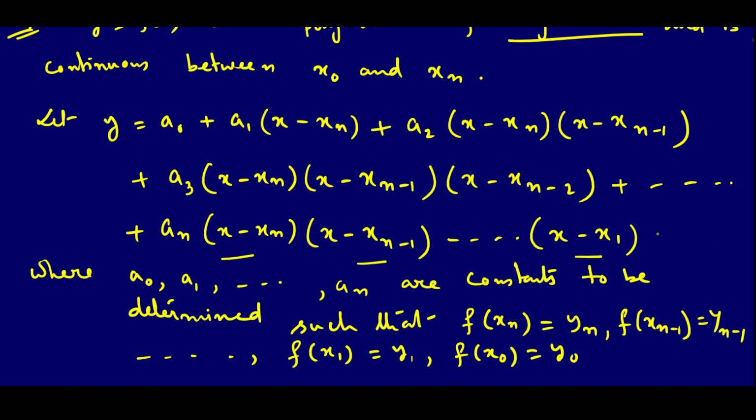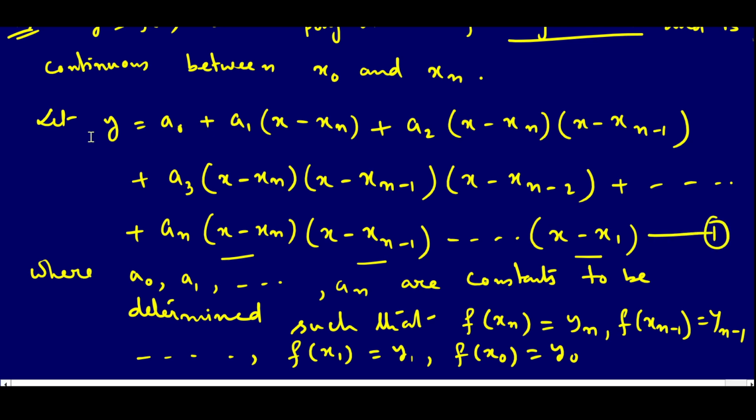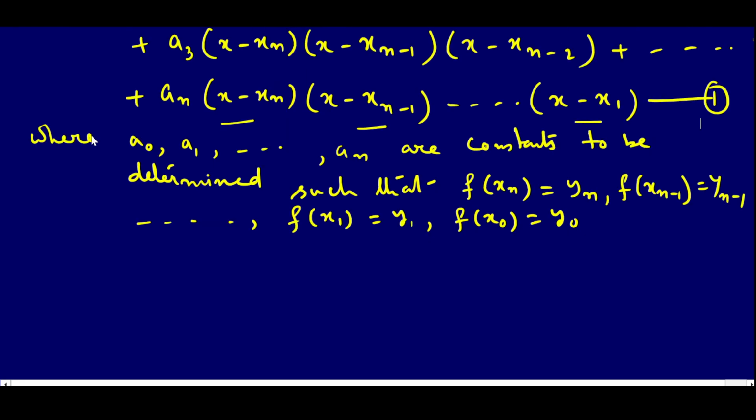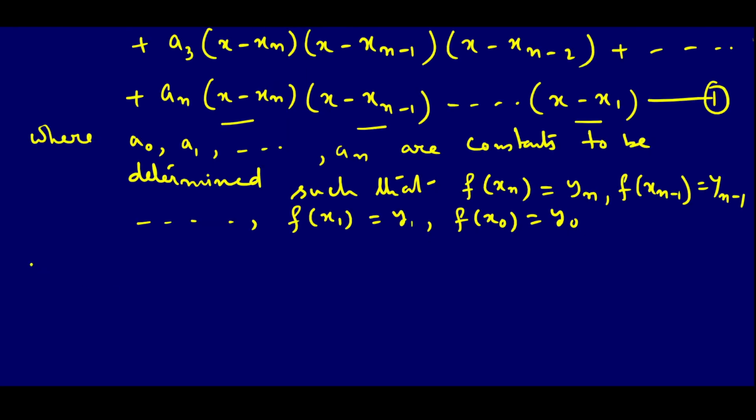So let this particular polynomial be equation number 1. What we do now: in forward we put x equals x0, so here we'll put x equals xn in equation 1. Our left hand side will be f of xn, and f of xn you can also write as yn.